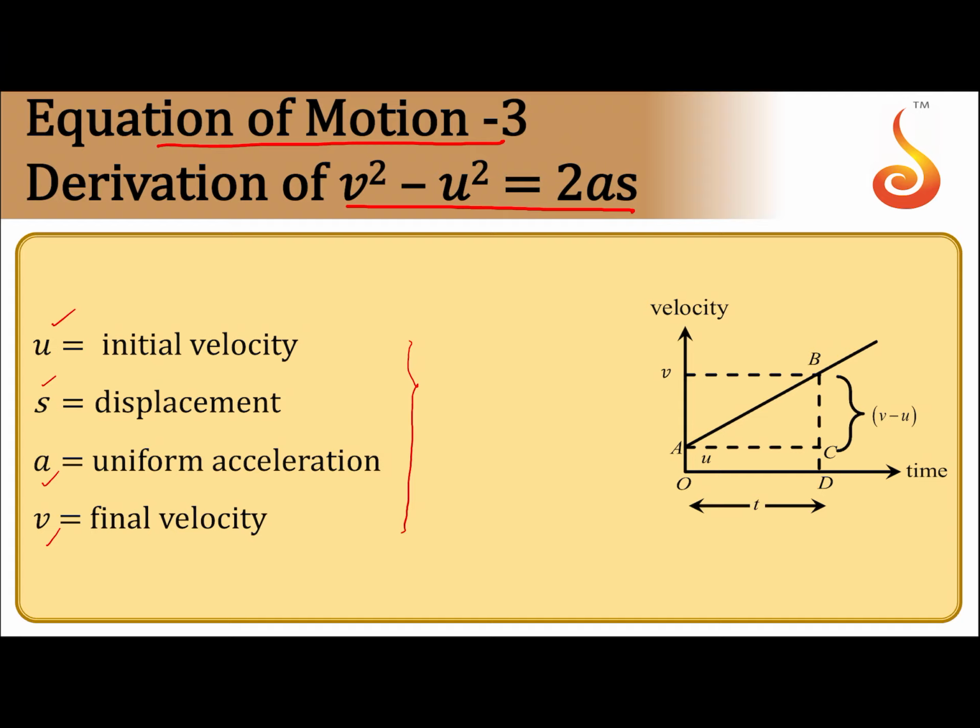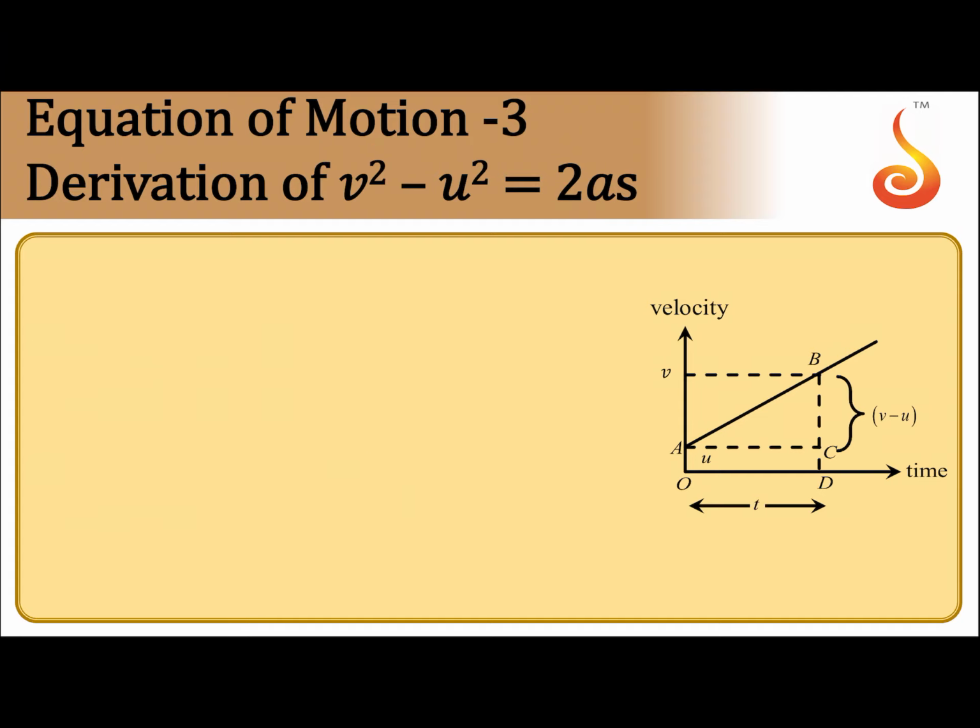Now, to do this, let us recall that slope is equal to acceleration, but slope is v minus u divided by t. So, a equals v minus u over t, therefore we have v is equal to u plus at, that is our first equation of motion. Now, the second equation of motion is obtained from area. So, area is equal to displacement and therefore, displacement is equal to ut plus half at square.